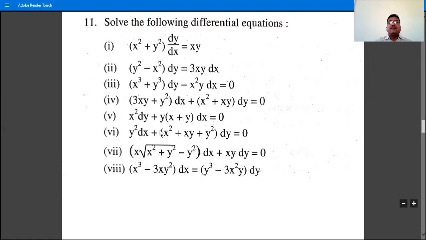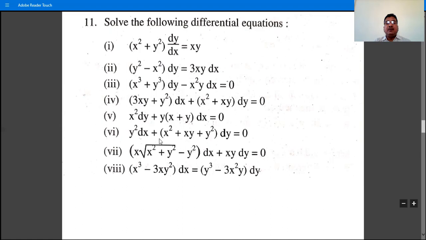These are some problems on homogeneous differential equations for homework. The first problem is (x squared plus y squared) dy by dx is equal to x into y. So just shift this x squared plus y squared to the RHS. We have dy by dx is equal to x into y divided by x squared plus y squared. The numerator x into y is a homogeneous function of degree 2, and the denominator x squared plus y squared is again a homogeneous function of degree 2, and therefore the given differential equation is a homogeneous differential equation.